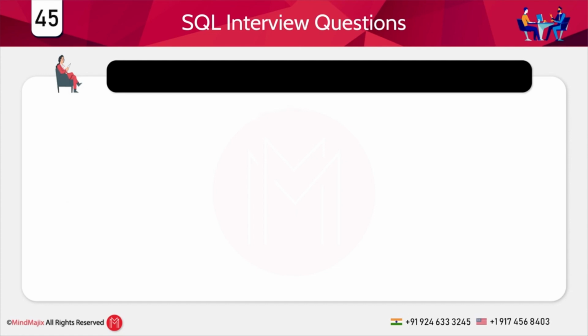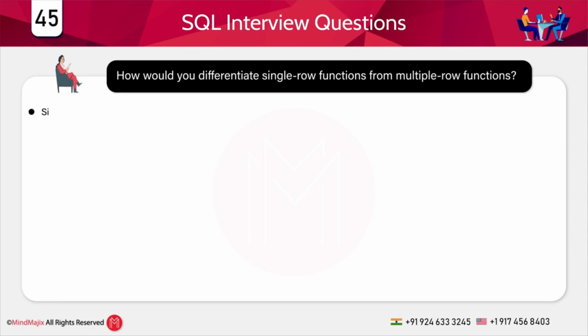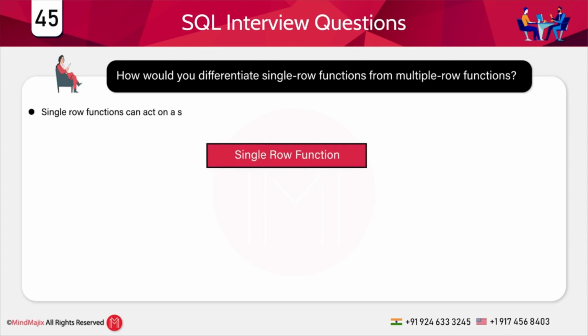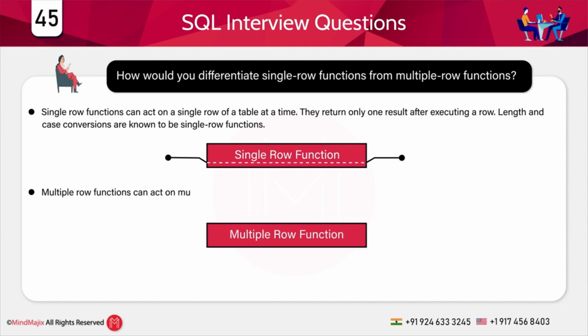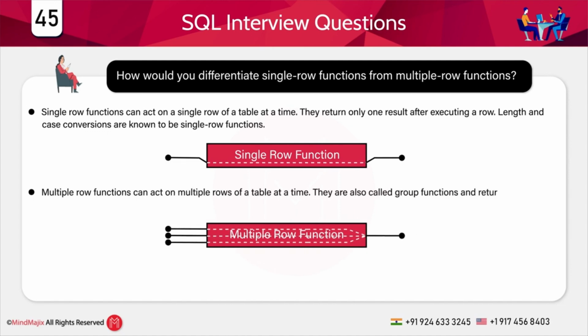The next question is, how to differentiate single row functions from multiple row functions. So single row functions can act on a single row of a table at a time. They return only one result after executing a row. Multiple row functions can act on multiple rows of a table at a time. So they are called group functions and return a single output after executing multiple rows.